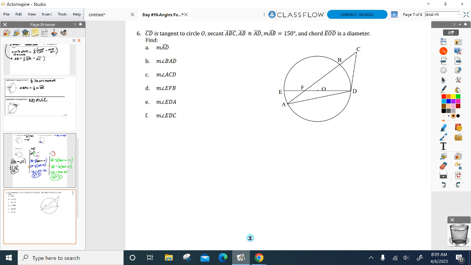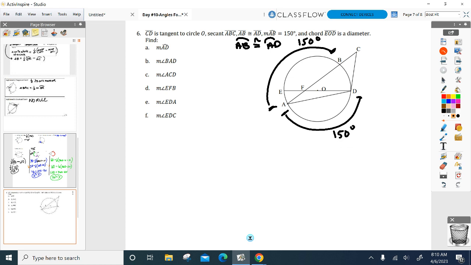Arcs. Yes. So if these 2 chords are equal, that means arc AB is the same measure as arc AD because of that fact. And look what I just gave you: arc AB, A to B, is 150. So guess what else is 150? Arc AD has to be 150. Congruent chords means I have congruent arcs.